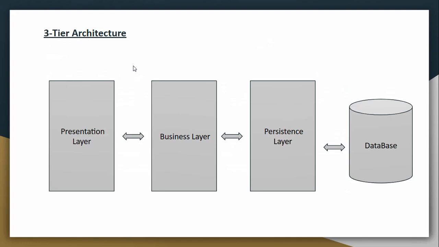Okay. So if the load increases, we need to add one more business layer. That means we are going to add one more machine for the business layer, and we'll route the traffic to the two business layer servers, and the business layer servers are going to interact with the persistence layer. Based on the load, we are able to achieve scalability by using this three-tier architecture.